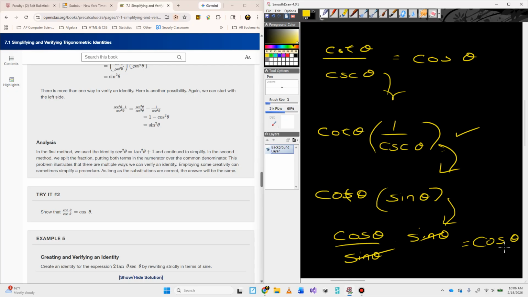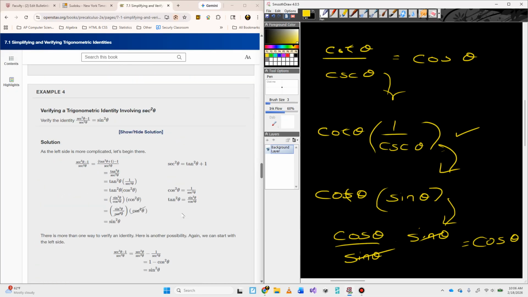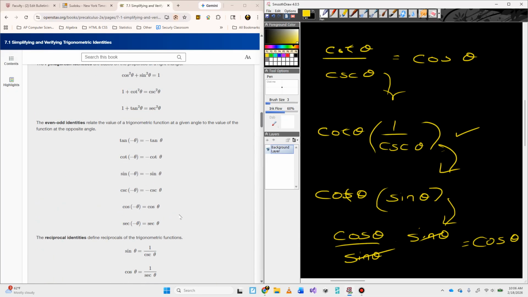Again, how did I know to do it this way? I didn't. I don't have to understand how to do all of these proofs. All I have to understand is the identities. And all of the identities are written right here. These identities that are right here, I can always rewrite tan negative theta as negative tan theta.